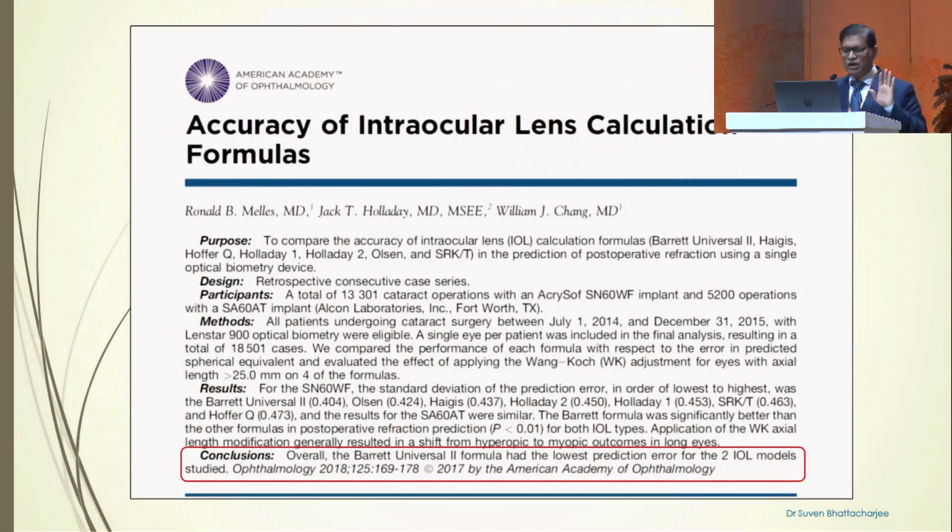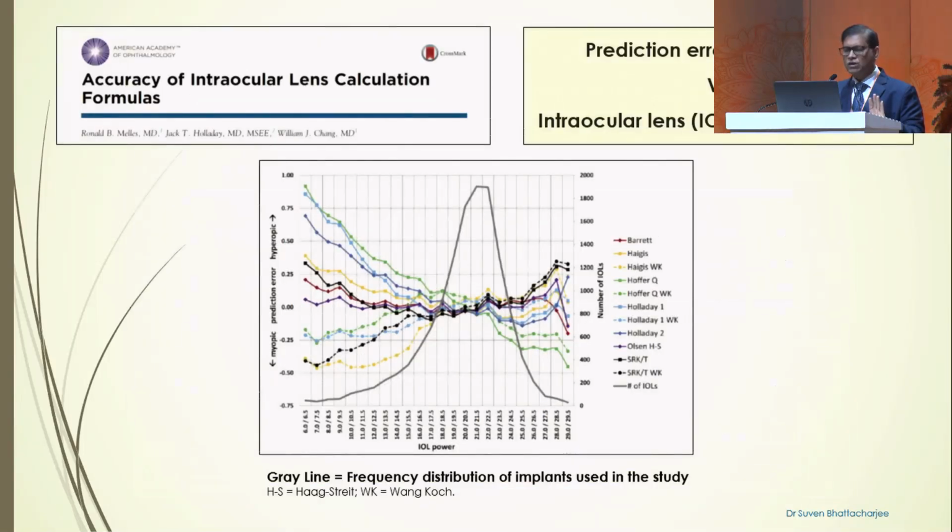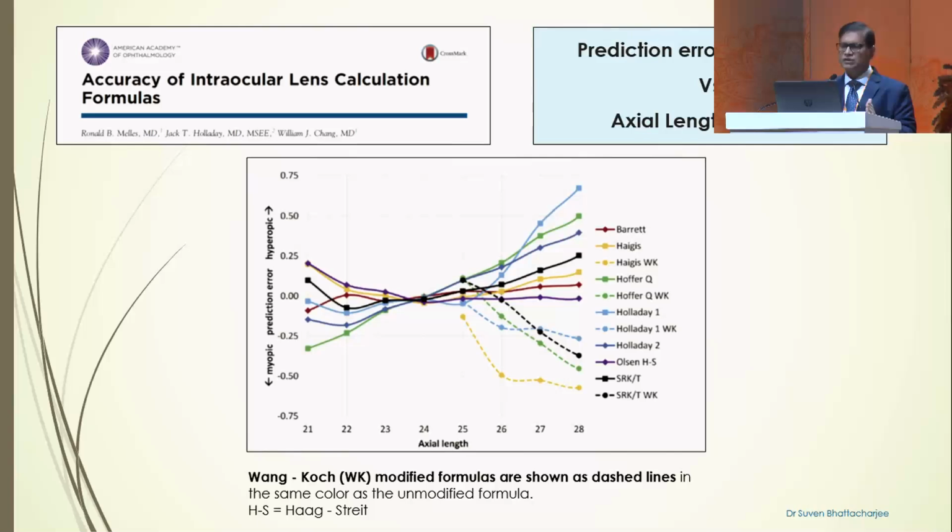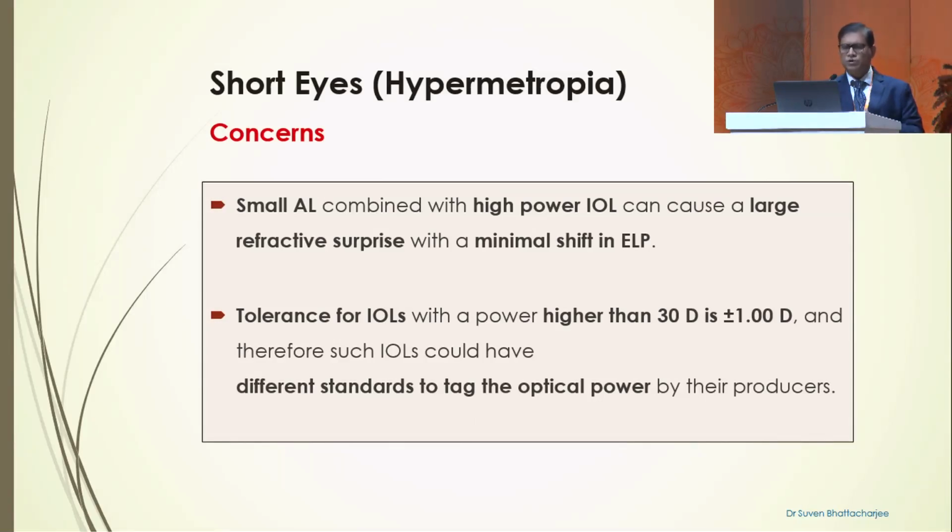So, this accuracy of intraocular lens calculation formula, by and large, Barrett Universal 2 has served the purpose for a long period of time. Now, if you look at the prediction error in diopters versus intraocular lens power, again you will see that the Barrett formula does best, and then it's followed by Huygens and the other formulae. And if you look at the prediction error in diopters versus the axial length, again the Barrett did better than others. Now we come to the crux of the problem, short eyes, as Doug has told us.